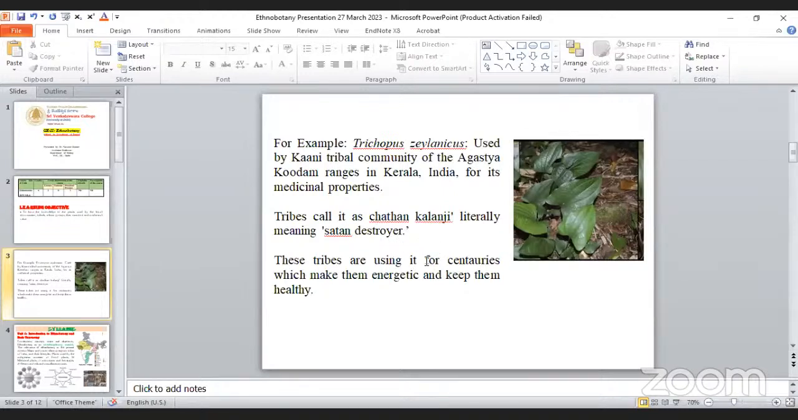They have been using this plant for centuries, and this plant keeps them energetic. It was found that when they were moving with a few scientists, the scientists were exhausted, but they were very energetic because they were continuously consuming this plant. That is how the scientists got to know about this plant and how it is useful. So this is an example to show how this course can be useful for the students. They will get to know about tribal cultural things.